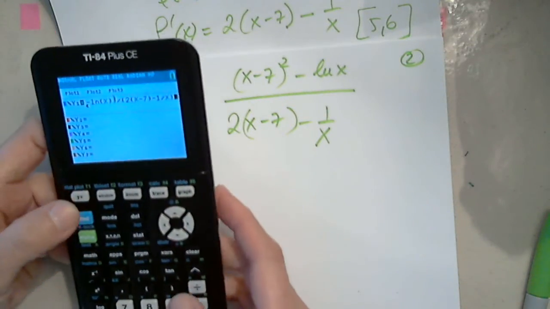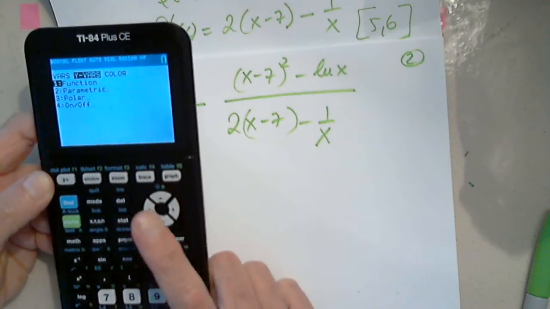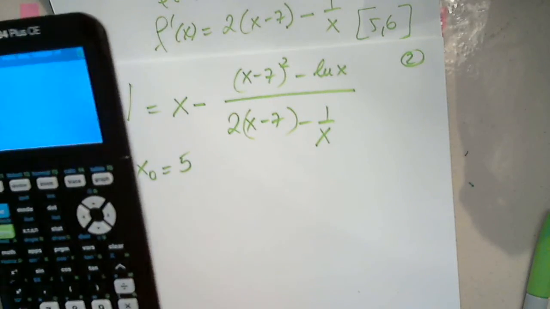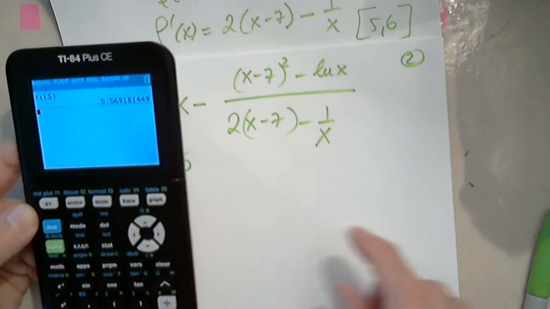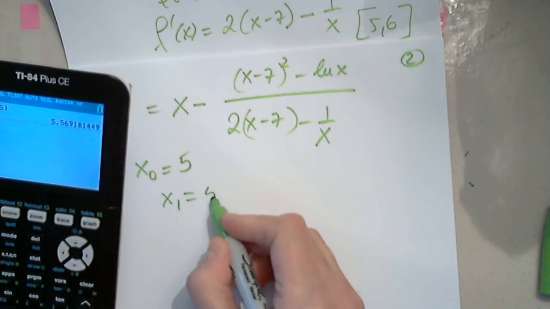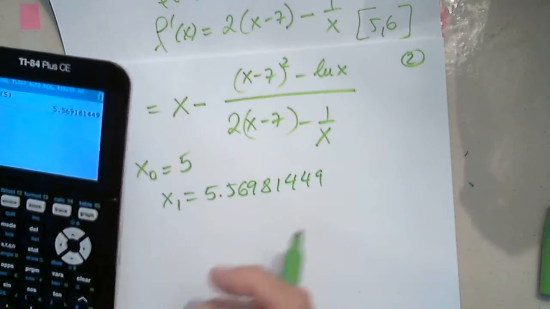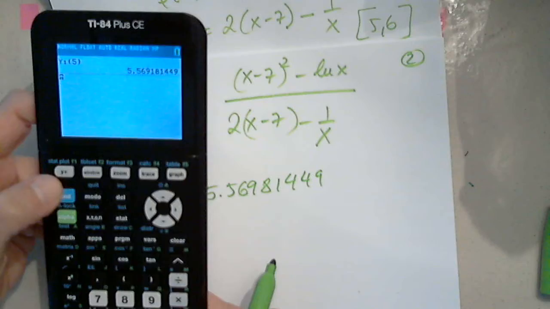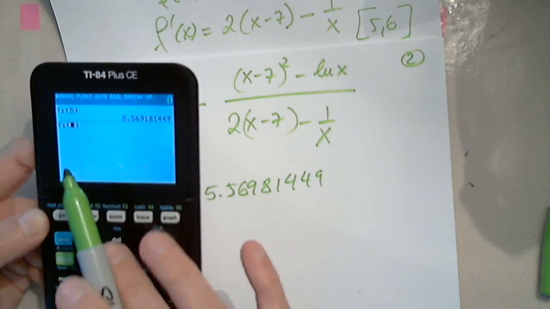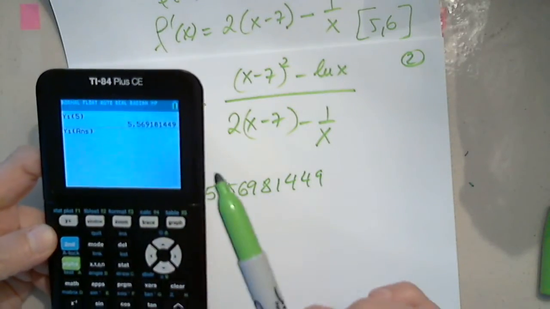Get out of there completely with second and quit. Go to variables, go to y variable, function 1, and I'll plug in 5. When I press enter, I get the first iteration as 5.569814449. And then I repeat with second and entry, but I have to overwrite the 5 by second and answer. And from this moment on, I don't have to do this anymore.